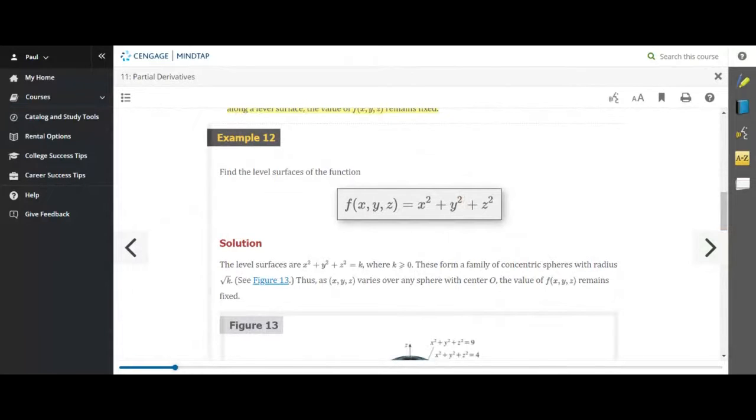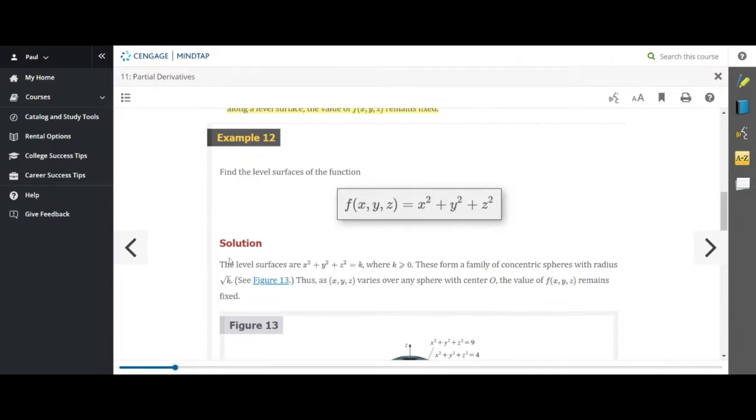We can have functions of three variables, but we can't visualize a function of three variables except when we set it equal to a constant. So in example 12, they're not saying find level curves of the function. They're asking you to find level surfaces of the function.